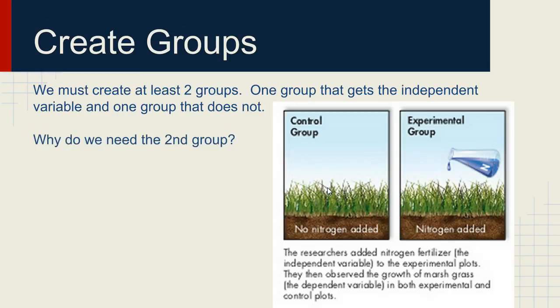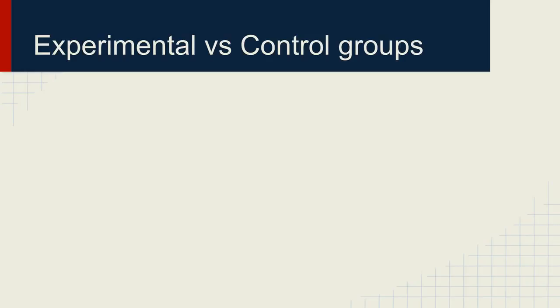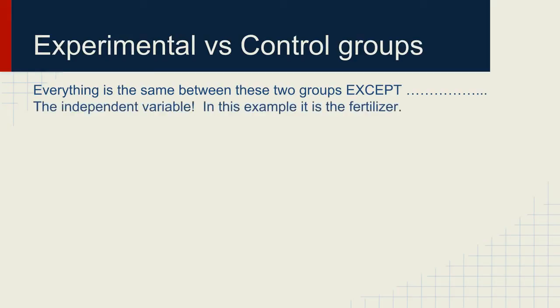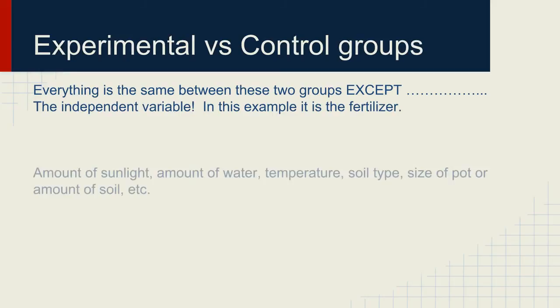So then the question is, why do we need that second group? What do we need a control group for? Why don't we just add fertilizer to it and measure how tall the grass grows? Well, we have to have something to compare it to. If we don't have a control group, we don't know if it was the fertilizer, or if that's just how tall grass grows. So we need the control group for comparison. We've got an experimental group that gets the independent variable and a control group that does not. Everything else is the same. The only difference between our two groups in this example is the fertilizer.